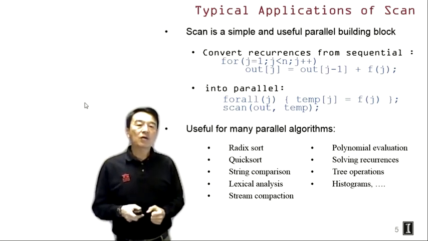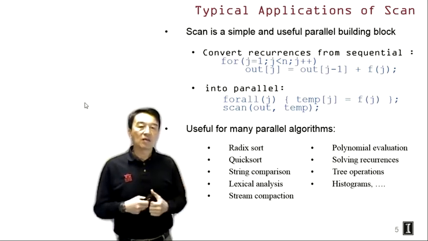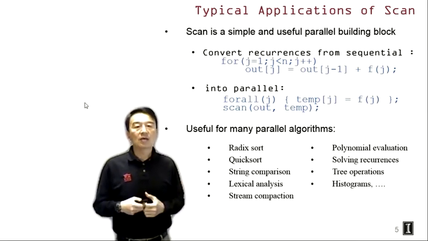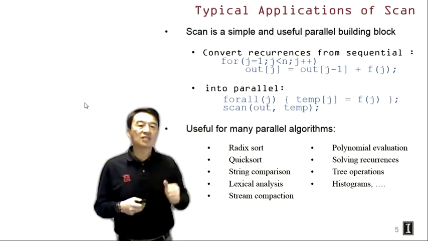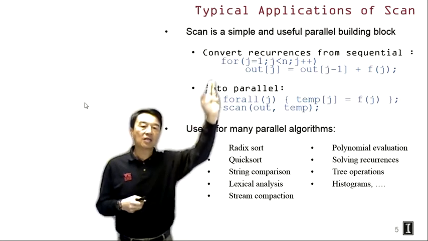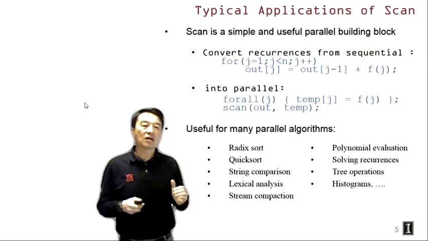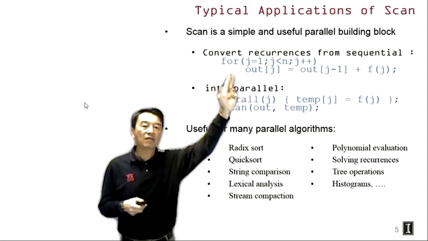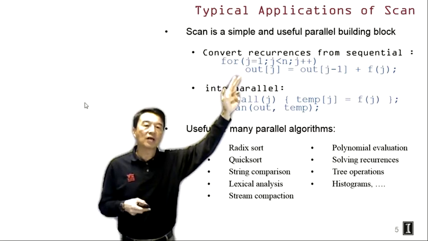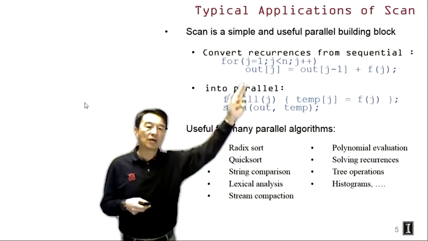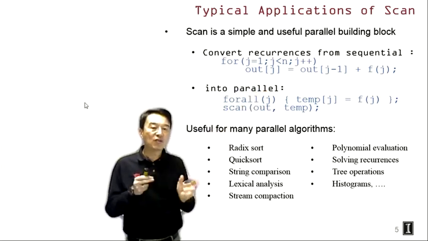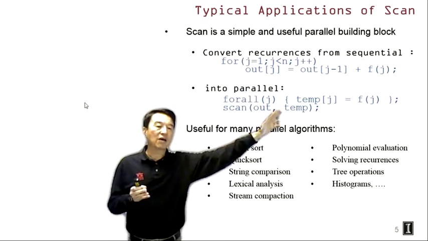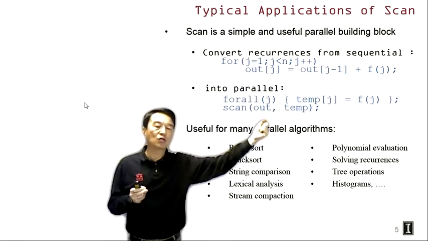So what are the typical applications of scan in our computation applications? Well, scan in general is a simple and useful parallel building block, and it will convert recurrences from the sequential form. Oftentimes, we'll have some kind of sequential loop in our application. So this is a sequential loop that loops from j equal to 1 to j less than n. And then for each output, the output is going to depend on the previous element plus a function value that's related to j.